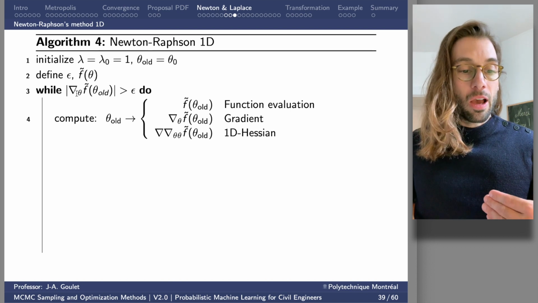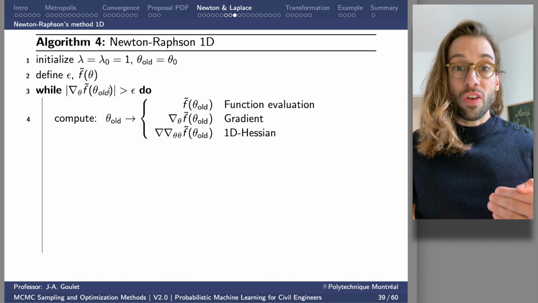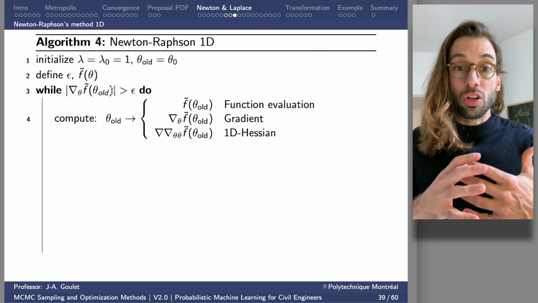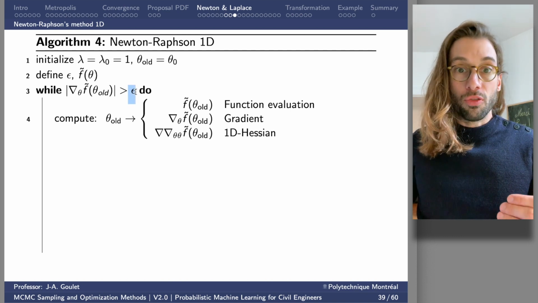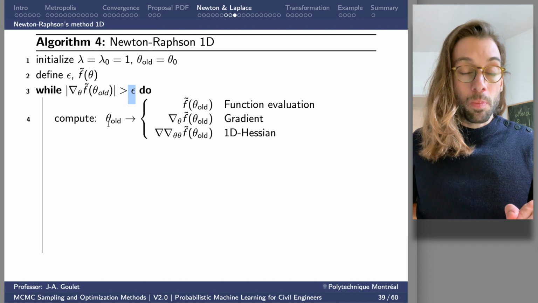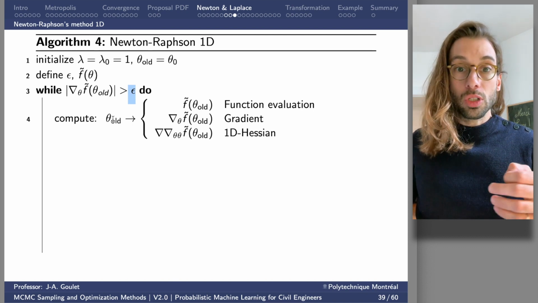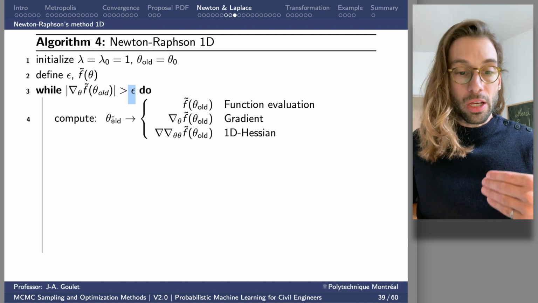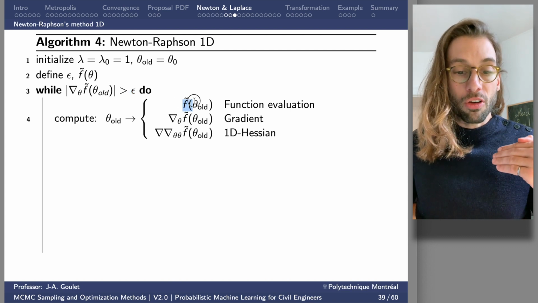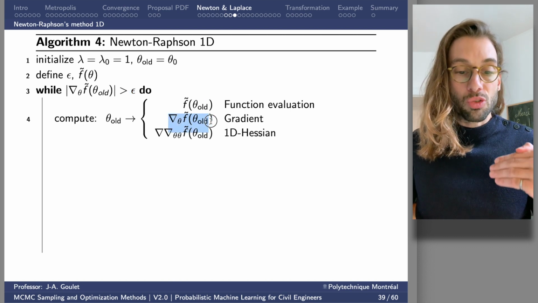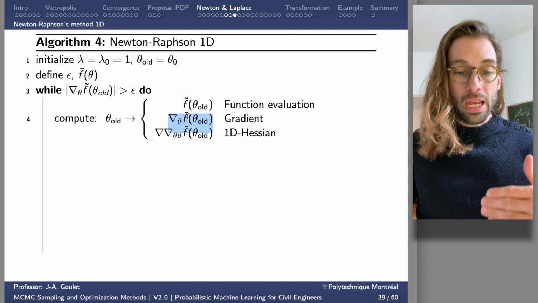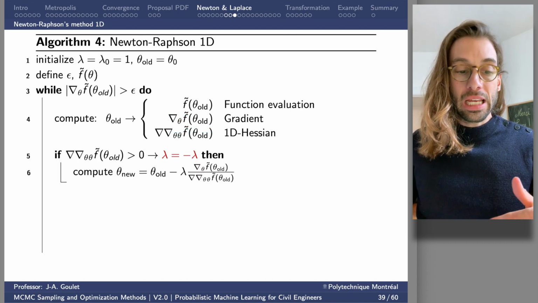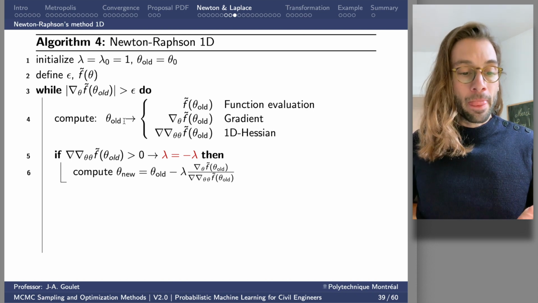Then I'm going to say, while the absolute value of my gradient, at the end when I'm going to converge, it should be really close to 0. When it's greater than a convergence tolerance, I'm going to compute theta old, so my current value. Using my current value, I'm going to compute my function evaluation, its gradient, and its 1D Hessian, okay? So meaning the first order derivative, the second order derivative.